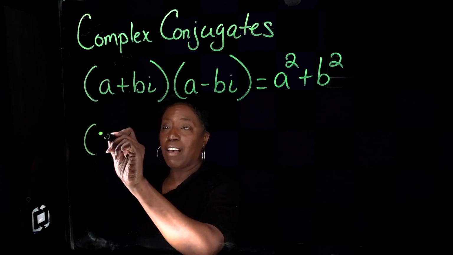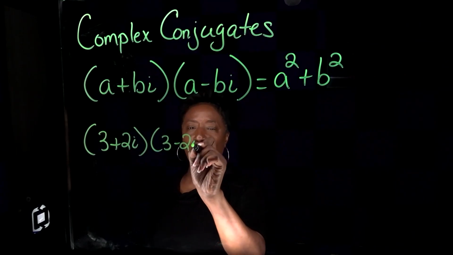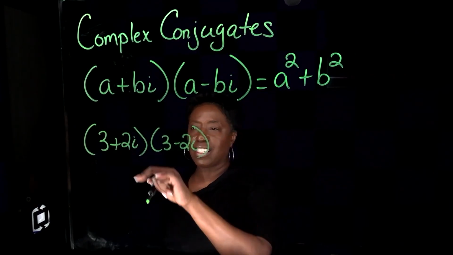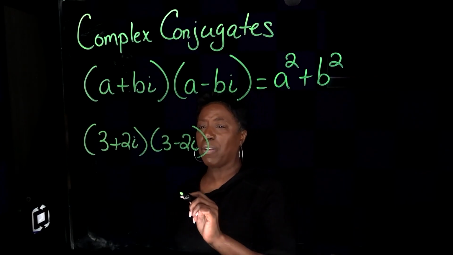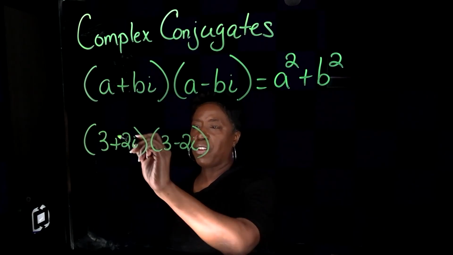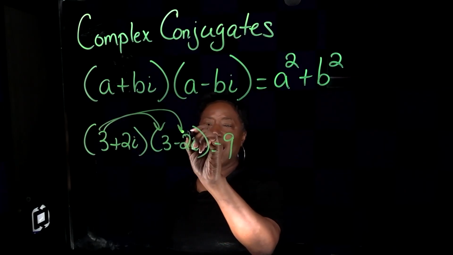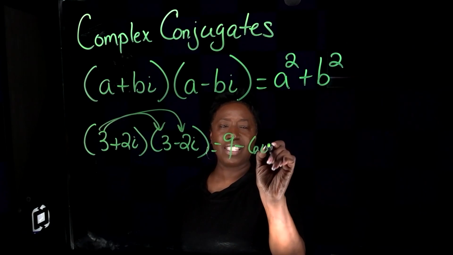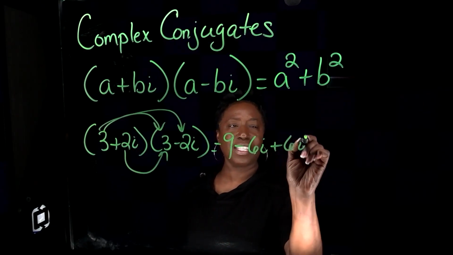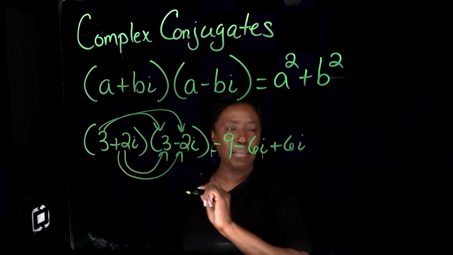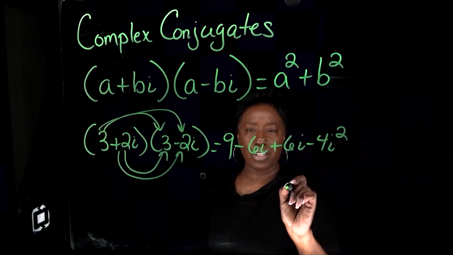Let's say if I have 3 plus 2I times 3 minus 2I. Again, conjugates, the signs are flipped in the middle. And we use our FOIL method that we've talked about previously. Looking at our FOIL method, 3 times 3 is 9. 3 times negative 2I, negative 6I. 2I times 3 is a positive 6I. 2I times a negative 2I is negative 4I squared.